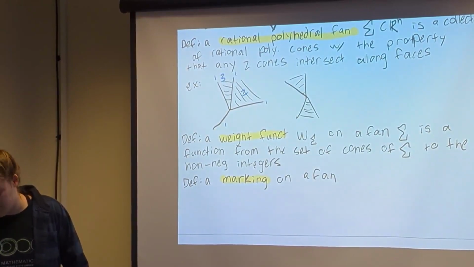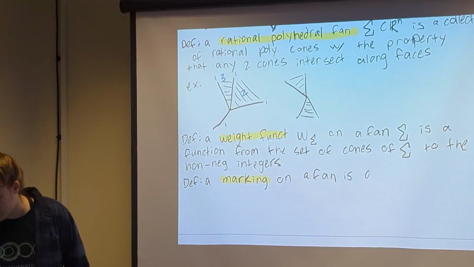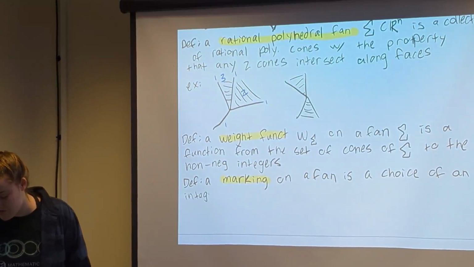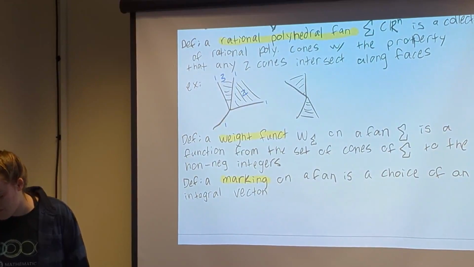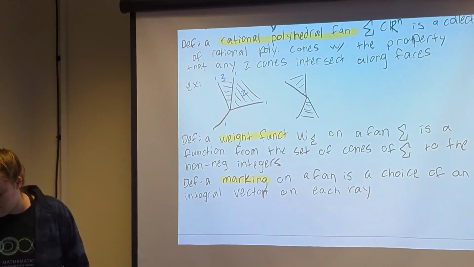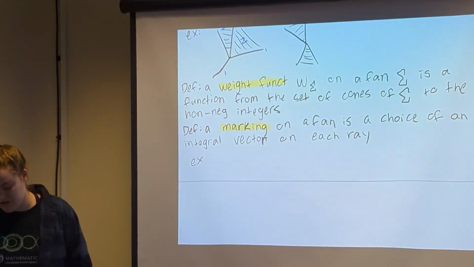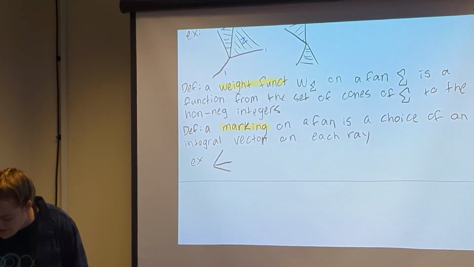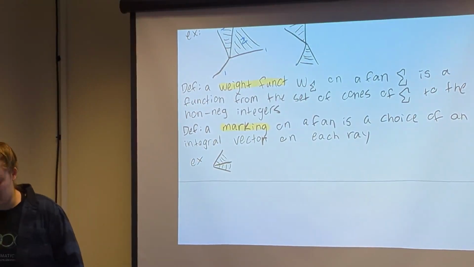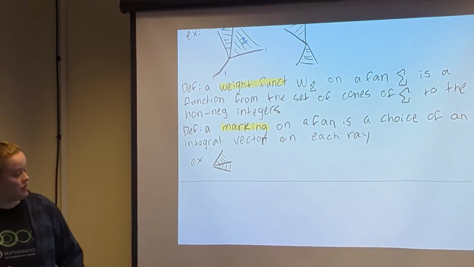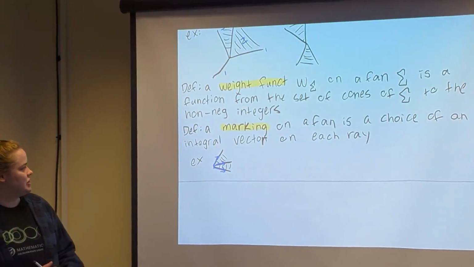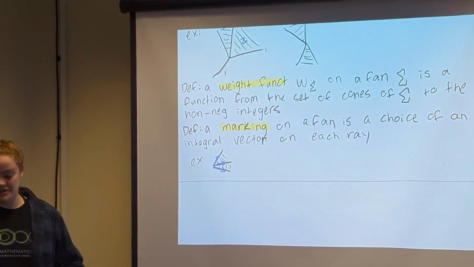Okay. So a marking on a fan is a choice of an integral vector on each ray. So, for example, if we had a fan that looked like this, and we wanted it to have a marking, we would have an integral vector along each ray, the vectors in blue. Once a fan has a marking, we call it a marked fan.